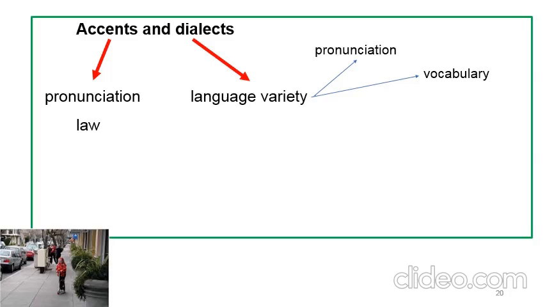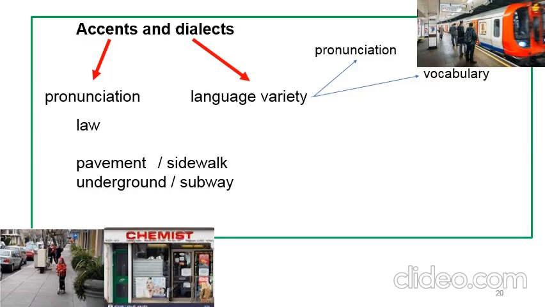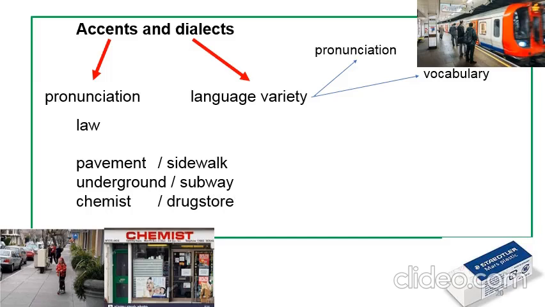So in British English, this is a pavement. In American English, it's a sidewalk. In British English, you have the underground, and in American English, the subway. In British English, when you're looking for medication, you go to a chemist. In America, you go to a drugstore. When you make a mistake and you want to erase it, in British English, you use a rubber. In American English, you use an eraser.